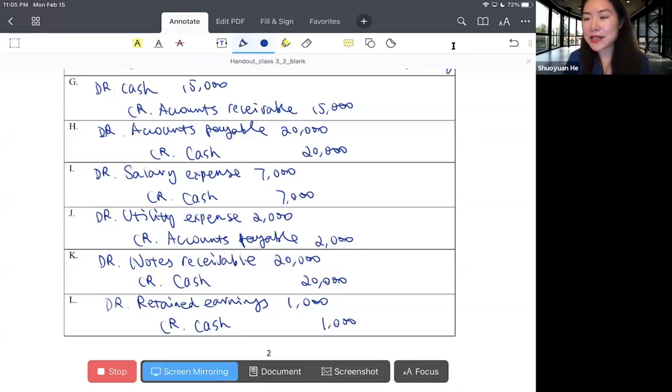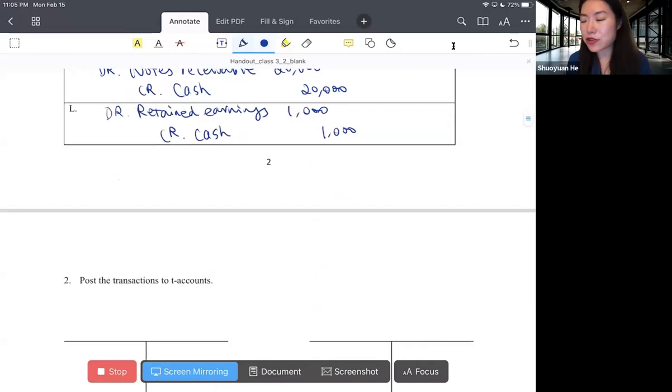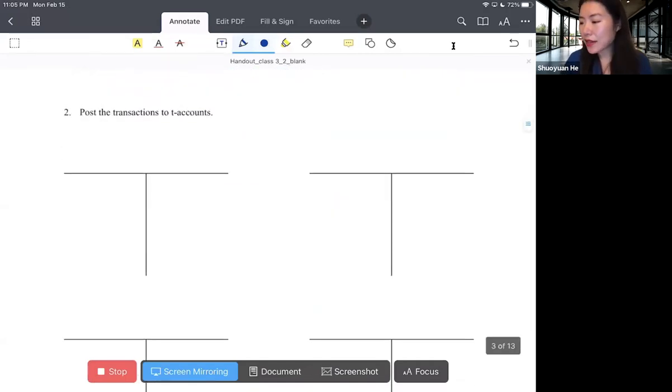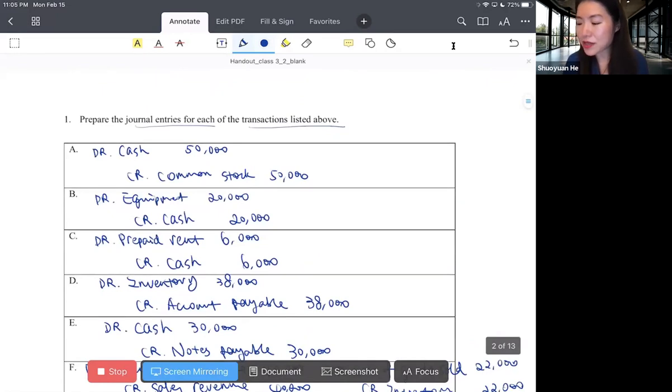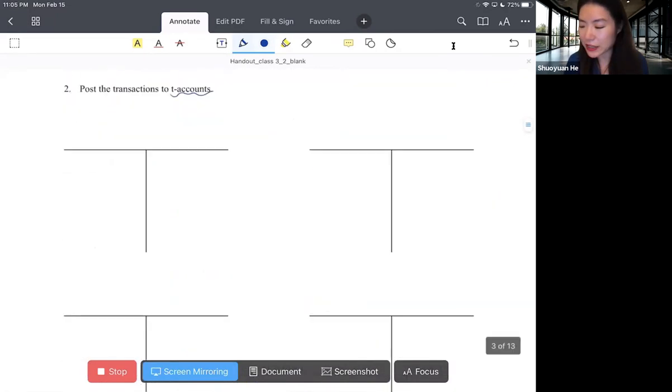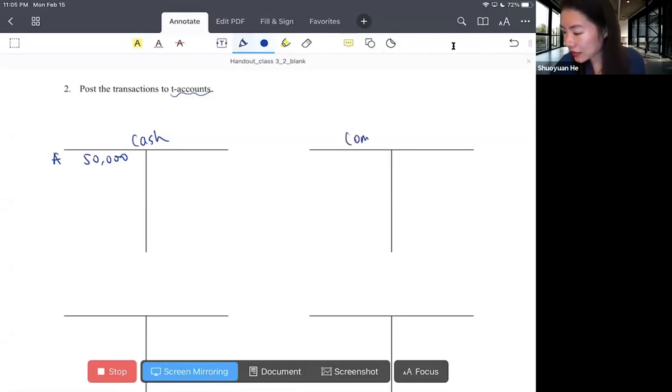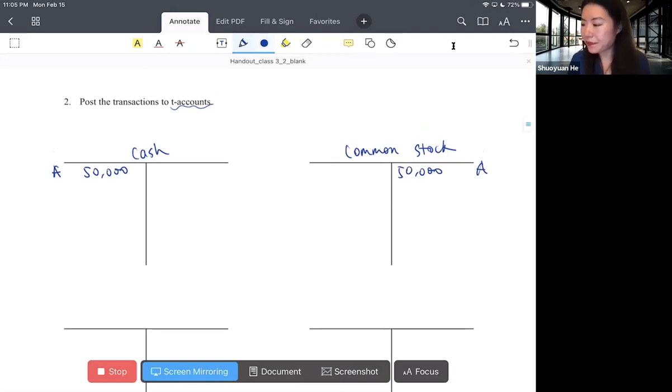Now let's move to the next step, which is to post those journal entries to your ledger accounts. And here we use T accounts to illustrate. So first of all, the first entry is debit cash 50,000, credit common stock 50,000. So we have a cash account, debit cash 50,000, which is from transaction A, and credit common stock 50,000, which is also coming from transaction A.